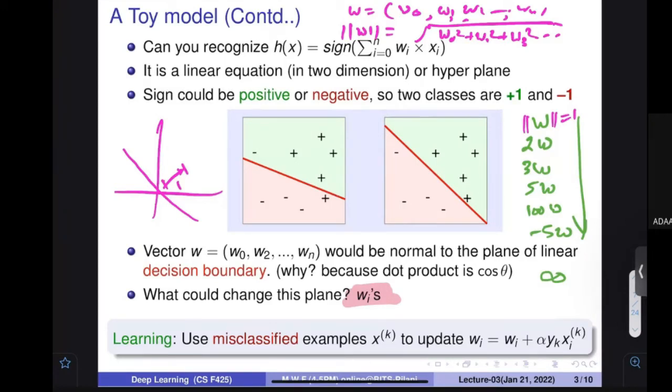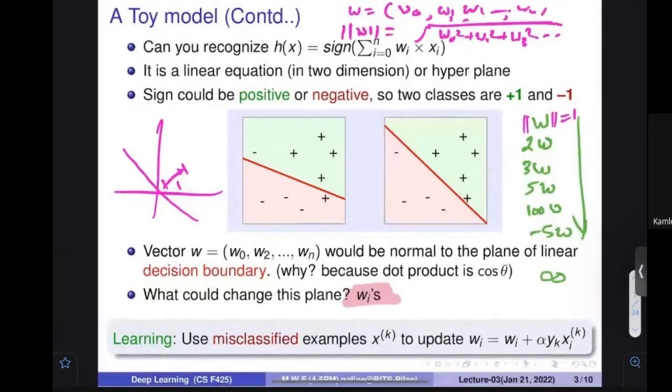Could you just repeat how the dot product would be 0? Okay. So you have an equation because of this W. Any point that lies on this particular line, if you put this point into this particular equation, what would be the value? If you put this point, the value would be positive. If you put this point, the value would be negative. But if you put this point, the value would be 0, because the point is on the line.